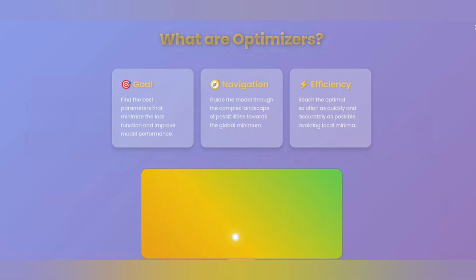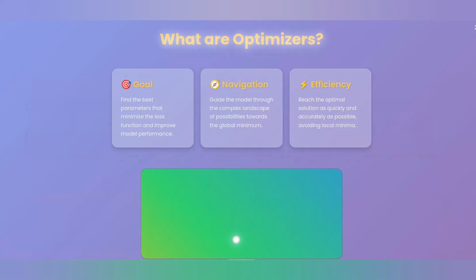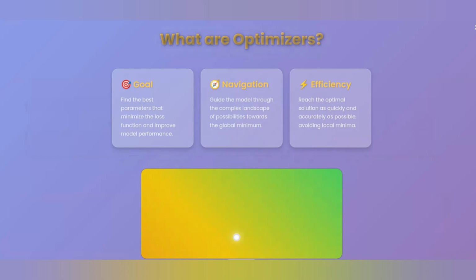First, their goal. Optimizers exist to find the best parameters that minimize our loss function. Imagine you're trying to tune a guitar. You need to find exactly the right tension for each string. Second, navigation. They guide our model through an incredibly complex landscape of possibilities. We're talking about millions or even billions of parameters that need to be adjusted simultaneously. And third, efficiency. They need to reach the optimal solution as quickly and accurately as possible. Time is money in machine learning.